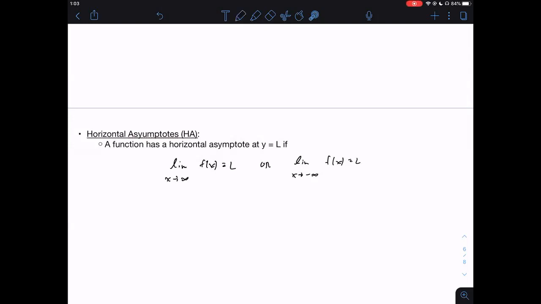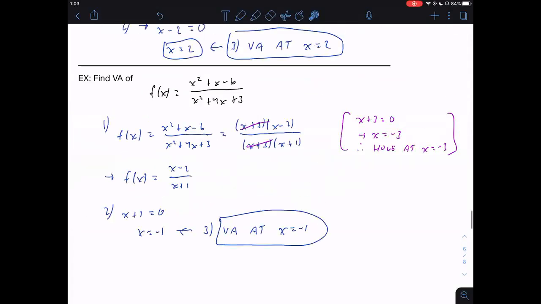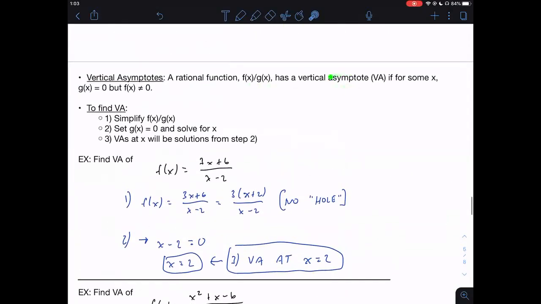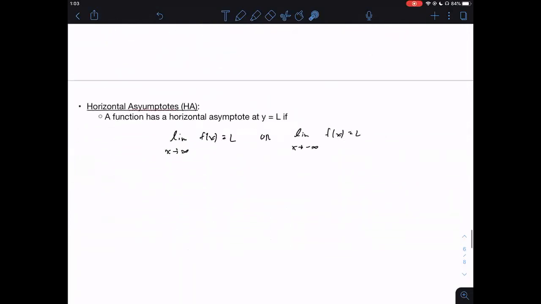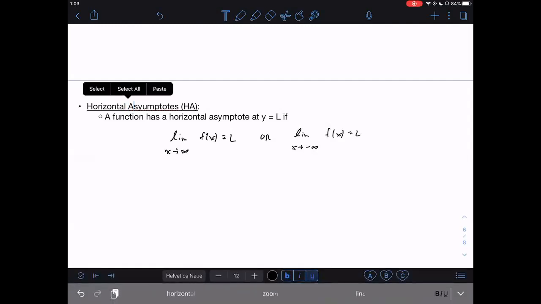In other words, if we're going from left to right along a function and it reaches its limit at L, then that L represents a horizontal asymptote. Or if we're heading towards negative infinity and we reach the same value of L, that value is our horizontal asymptote, or break along the y-axis. The vertical asymptote is a break along the x-axis. The horizontal asymptote is a break along the y-axis.